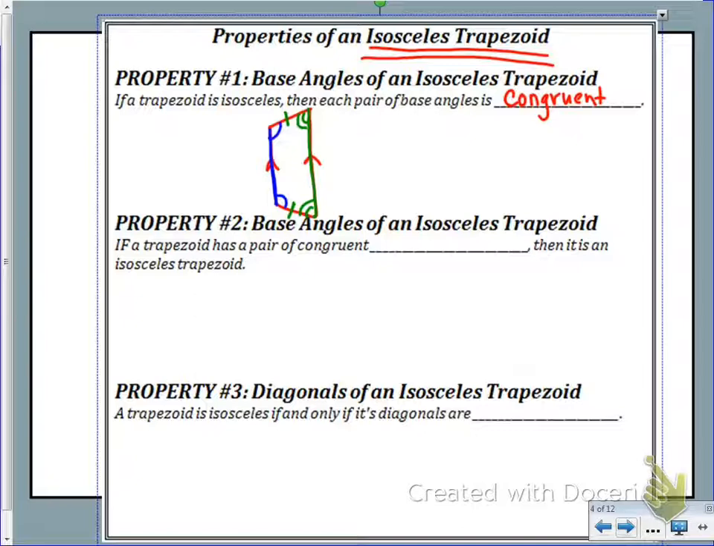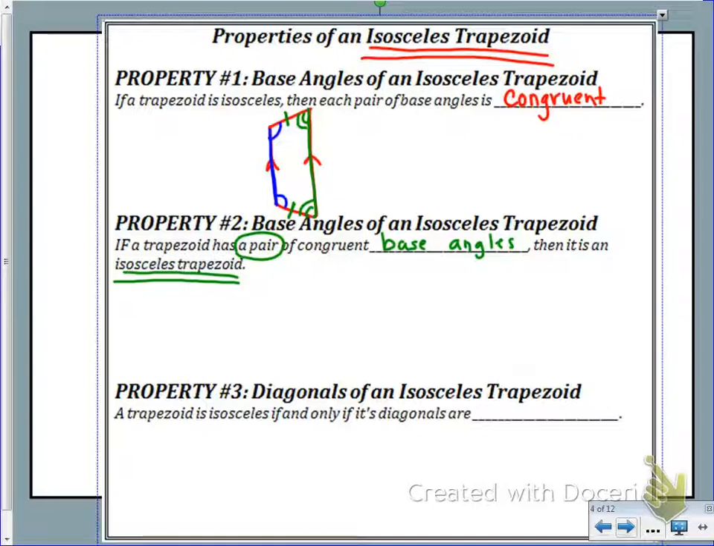Property number 2 deals with if a trapezoid has a pair of congruent base angles, then it is an isosceles trapezoid. So this essentially is looking at a way to show it's an isosceles trapezoid given information about the base angles. And keep in mind, it's just a pair, so it doesn't have to be both pairs. If one pair of base angles is congruent, then the others are going to be as well.